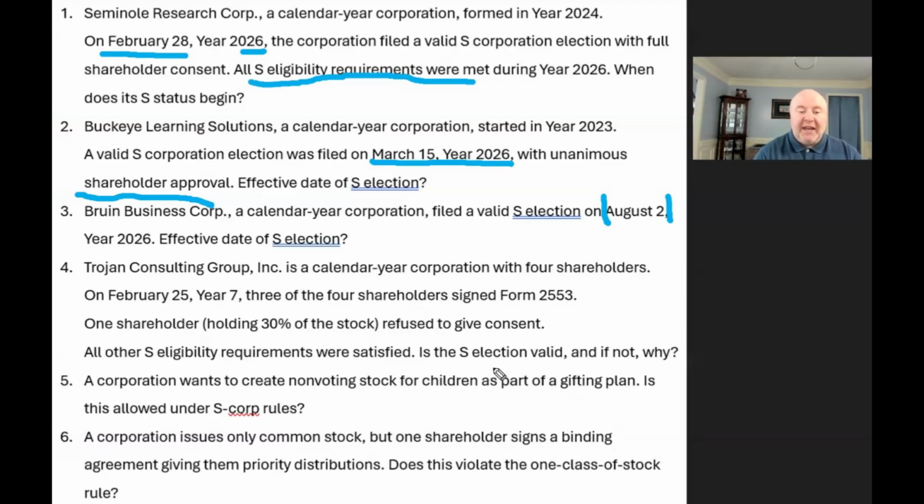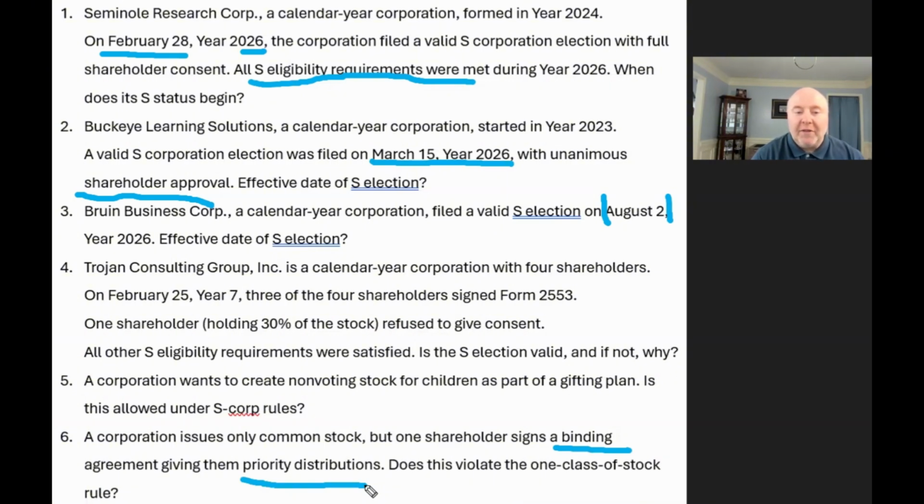And then number 6, a corporation issues only common stock, but one shareholder signs a binding agreement giving them priority distributions. Does this violate the rule? Yes. There's a binding agreement giving them priority distributions. They're going to treat that as two classes of stock because somebody gets priority. Once there's priority, we classify it as two classes of stock, and now it's not going to be a valid S election. We can't be an S corporation.